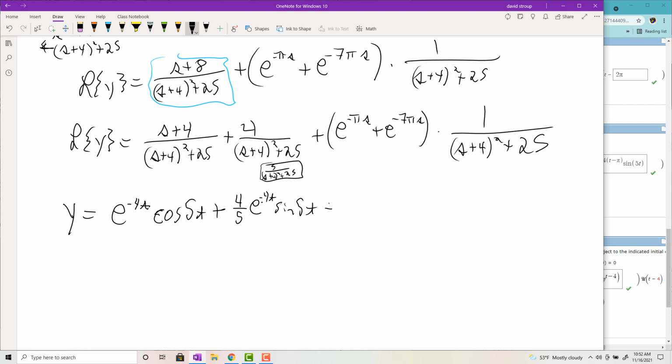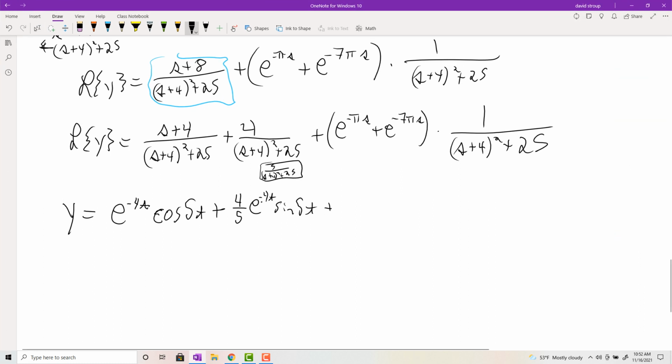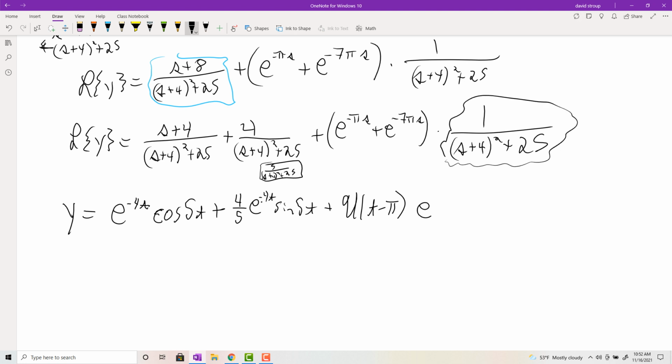So these guys will give you a piecewise function, so you get u of t minus pi, and then you'll have the Laplace of this thing, so there'll be an e to the -4 times t, but we have this piecewise thing that we have to worry about, so it'd be a t minus pi, and then sine of, and of course I need an additional 1/5 factor to make it work out, and then you have sine of what do we have, 5 times t minus pi, right?